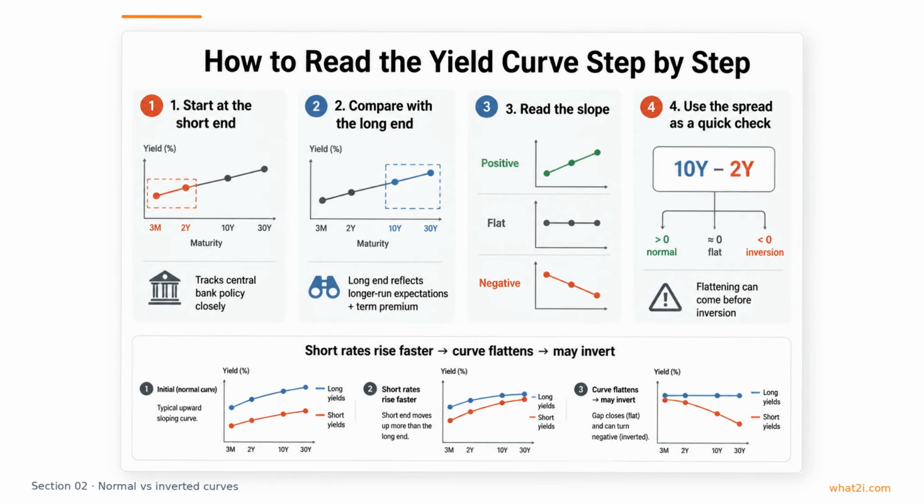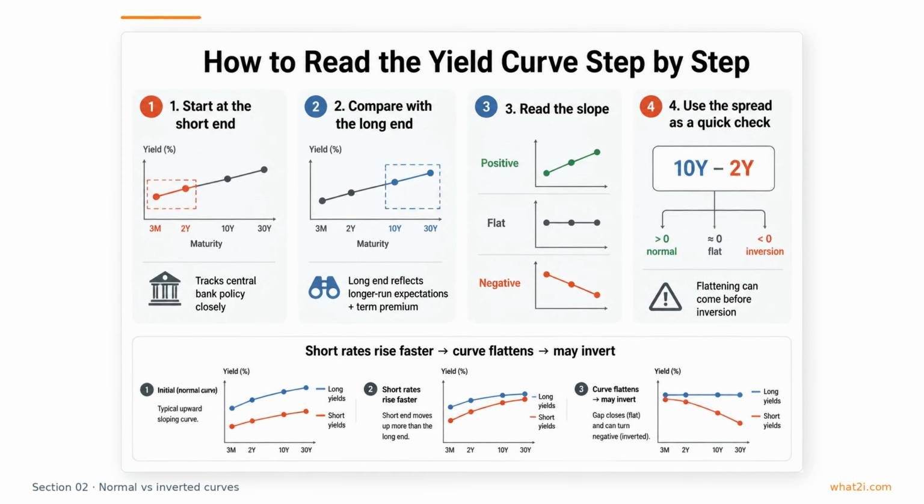A practical reading starts at the short end, because that part of the curve is closely tied to current central bank policy. Then compare those short maturity yields with yields on 10-year or 30-year bonds, which reflect longer run expectations and term premium. If long yields are clearly above short yields, the slope is positive. If the difference is tiny, the curve is flat. If long yields fall below short yields, the spread is negative and the curve is inverted. Watching the curve move from positive to flat to negative can be especially useful because flattening often comes before inversion.